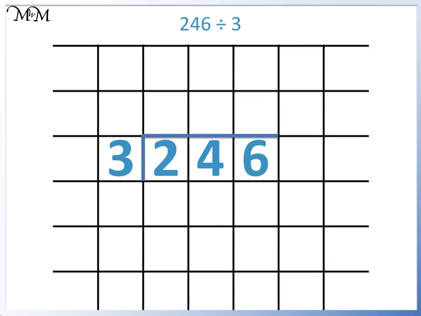Question 2. 246 divided by 3. Starting with 2 divided by 3, we can see that 3 is too big and does not fit into 2. So we write a 0 here. We have 2 left over. We write this remainder next to the 4 to make 24. 24 divided by 3 equals 8. And finally, 6 divided by 3 equals 2. So 246 divided by 3 equals 82.